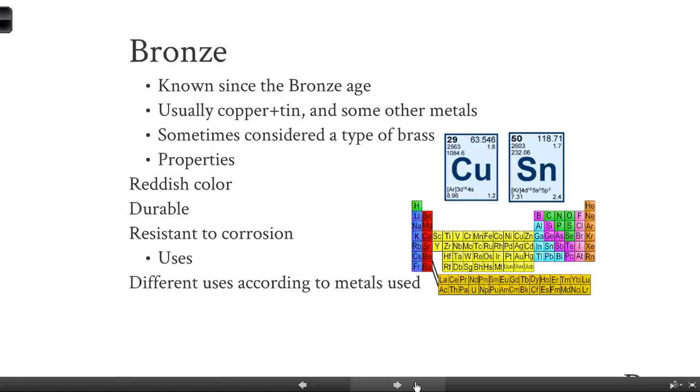So bronze is often at least a big part of what they make the bronze medals out of at the Olympics. But it has a whole bunch of other uses too, and it's probably the copper that's giving it that sort of really brownish color.